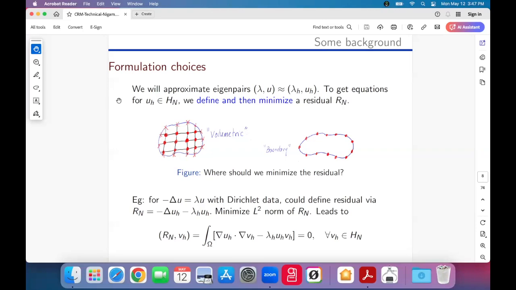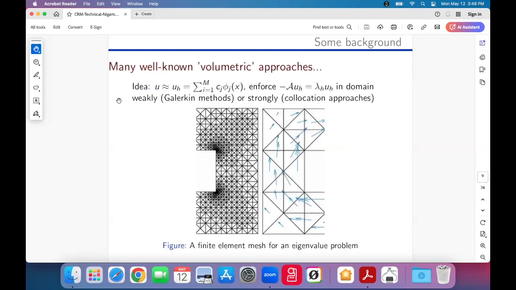I could ask to minimize the residual over the entire domain in the sense of L2. And if I do this a little carefully, I'm led to a weak formulation for the eigenvalue problem. Okay. So this is a so-called volumetric approach. And there's a whole bunch of them. They're great. I love them.